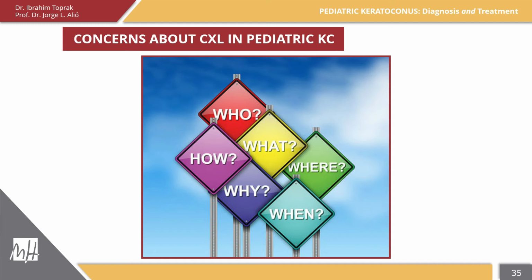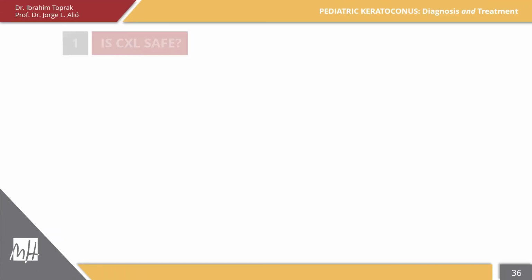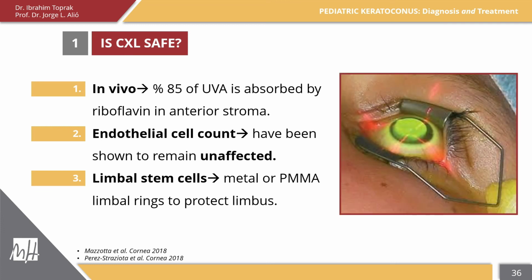What are the concerns about cross-linking treatment in pediatric cases with keratoconus? First concern is about safety of this procedure in pediatric cases. In vivo studies showed that 85% of UVA is absorbed by riboflavin in the anterior stroma. Also, endothelial cell count wasn't found significantly altered after treatment. Some of the authors suggest using limbal rings to protect limbal stem cells.